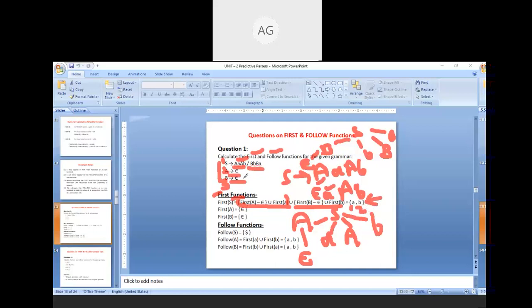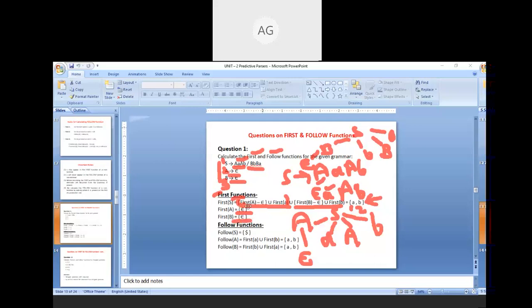Now calculating the first of A. As you can see only one production is there, A produces epsilon. Just remember the important note: epsilon may be included in the first of A. So here only this production is there, A produces epsilon. So here the first of A will include only epsilon. In the same way, there is only one production starting from B, which is B produces epsilon. So basically, epsilon is there in the first of B.